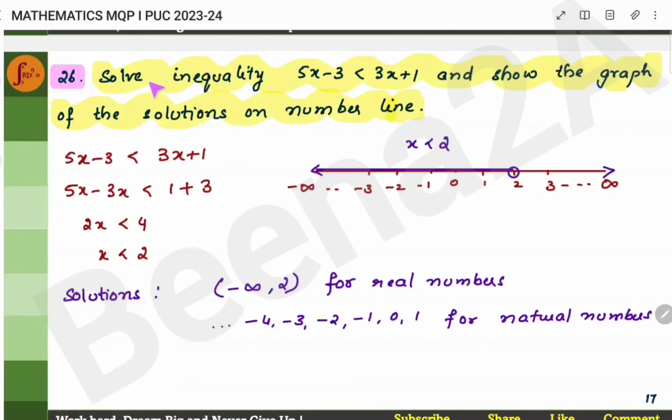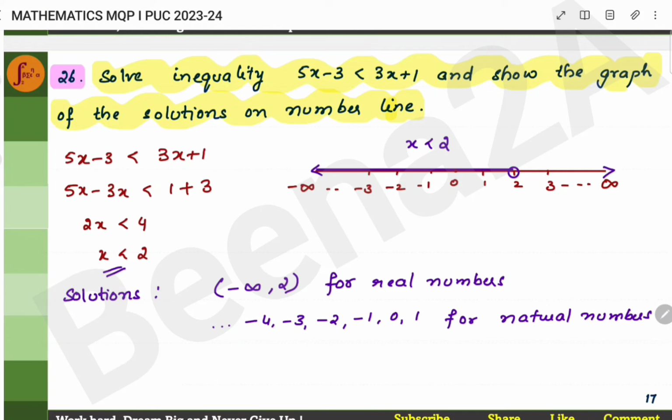Now, 26th one. Solve the inequality and show the graph of the solutions on a number line. Now, this is an inequality because you have less than here, right? Anytime you have less than or greater than, it becomes an inequality. So what you have to do, you have to first find the value of x, right? So you simplify this, and then you get x less than 2.